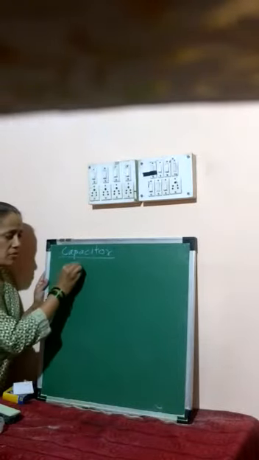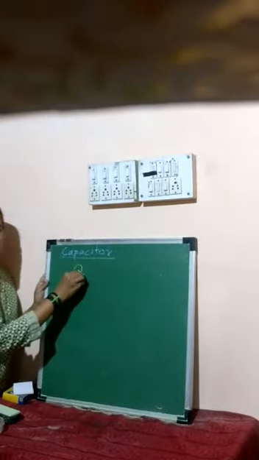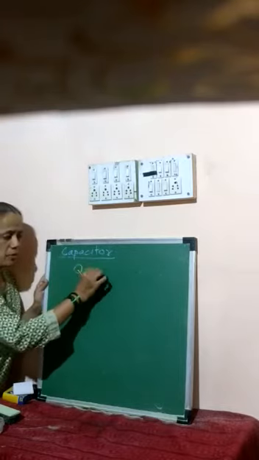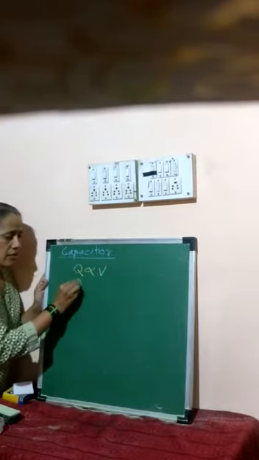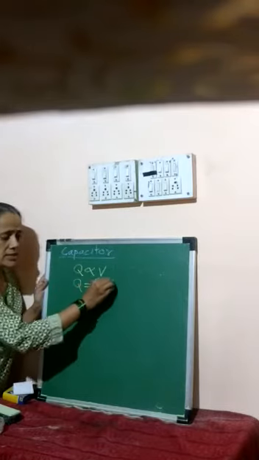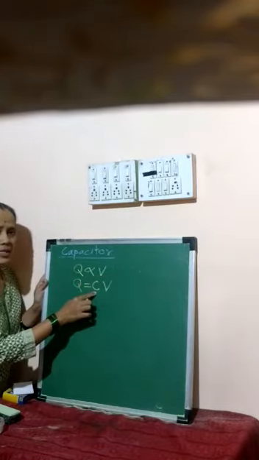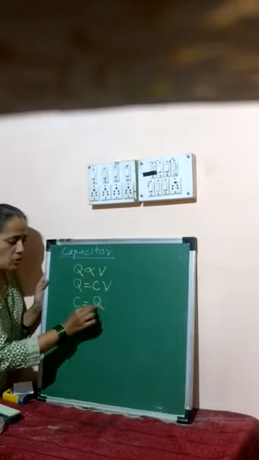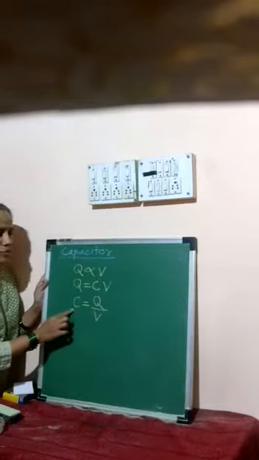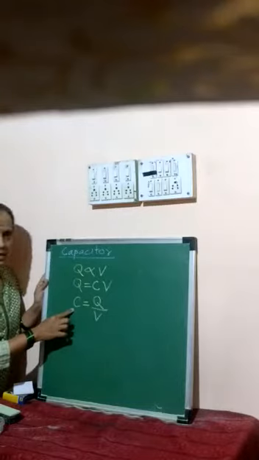In case of a capacitor, what can we say? Charge storing capacity is maximum at minimum potential. So Q is directly proportional to V, where Q is equal to C, and C is called the capacitance. Means you have a formula: C is equal to Q upon V. This is the formula for capacitance.